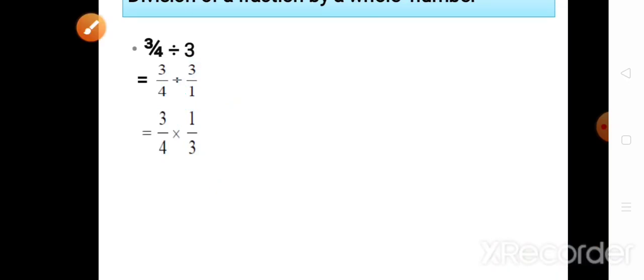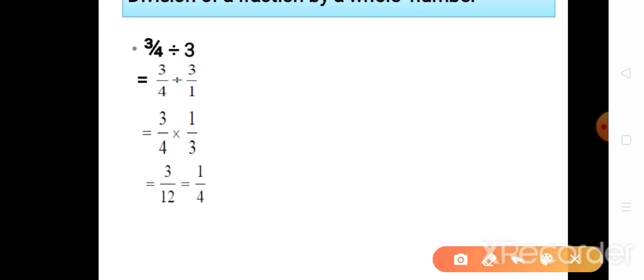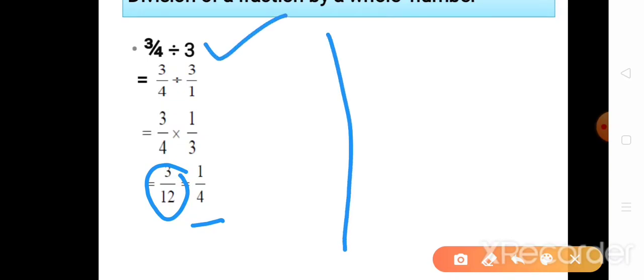And this is going to give us 3 by 12. You can try this on your own, which when converted to its lowest form will give us 1 by 4. So the answer of this division is 1 by 4. Now alternatively, there is one more way to solve this particular question.